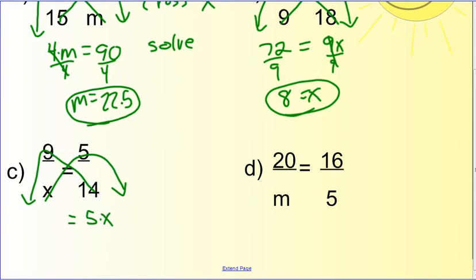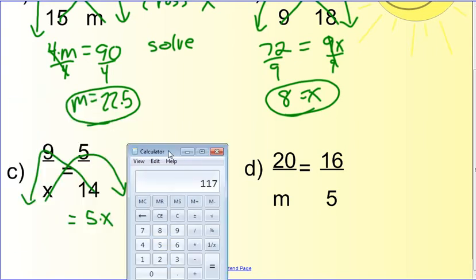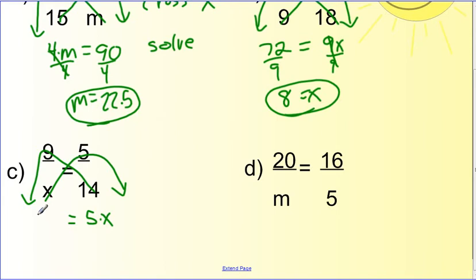9 times 14, that's 90, and 36 is like 126. 9 times 13, wait, was it 9 times 13? 9 times 14, that's what I'm wrong. 9 times 14, let's say 136, 126. That was close. 126.